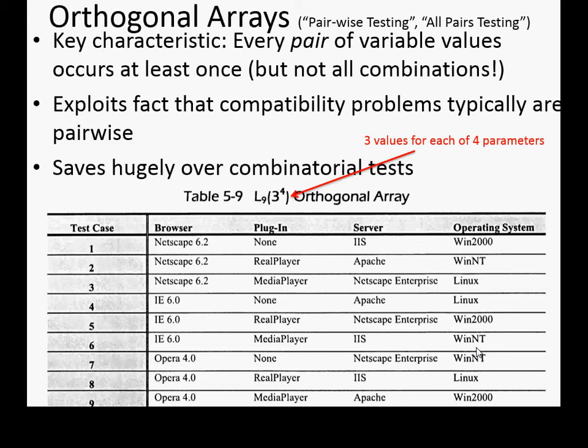Now, a given row is going to test several pairs. For example, IIS on Win 2000 or Netscape with no plugin. That's going to be tested by this first row. So it's going to be testing several pairs at the same time. But any given pair is destined to be examined within the small number 8 rather than 243, which is not a bad economy in terms of testing.